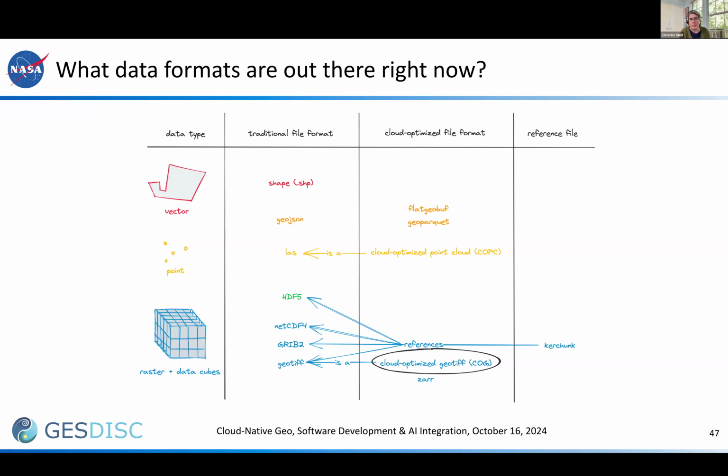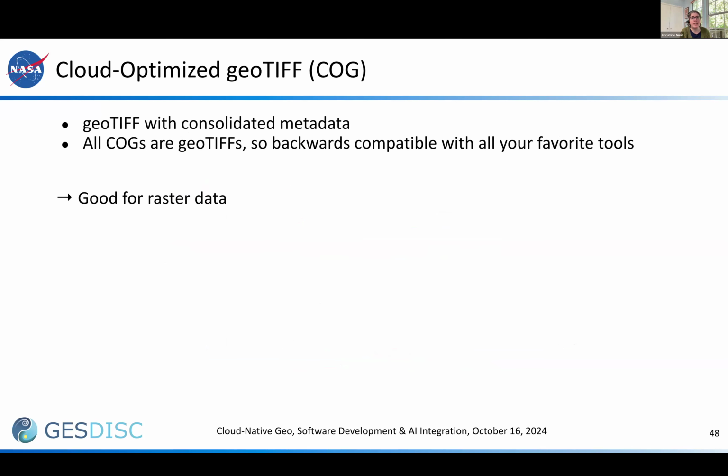Next, we're going to talk about Cloud Optimized GeoTIFF. If you're working with raster data, you're probably familiar with GeoTIFF. COGs are just GeoTIFF with consolidated metadata. This means that it's backwards compatible with all your favorite tools. So if you are right now creating GeoTIFFs, I highly recommend that you just make COGs, because then they'll be useful regardless of where you store them. And again, this is good for raster data.